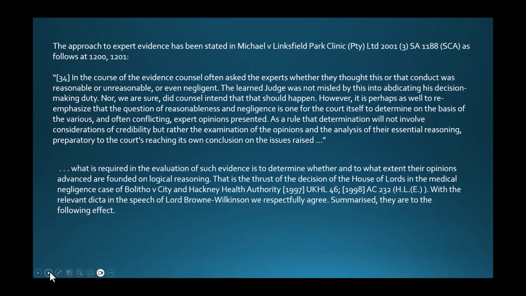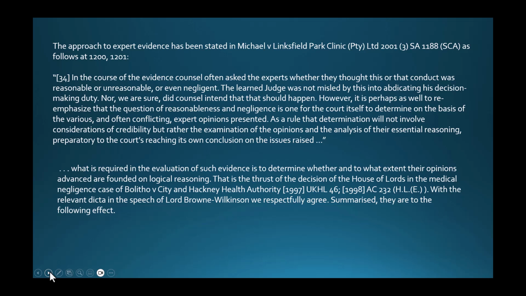What is required in the evaluation of such evidence is to determine whether and to what extent the opinions advanced are founded on logical reasoning. There we go, exactly what I've just said. That is the thrust of the decision of the House of Lords in the medical negligence case of Bolitho versus City and Hackney Health Authority. Very important case, a British case, but it's been imported into South African law. With the relevant dicta in the speech of Lord Browne-Wilkinson, we respectfully agree.